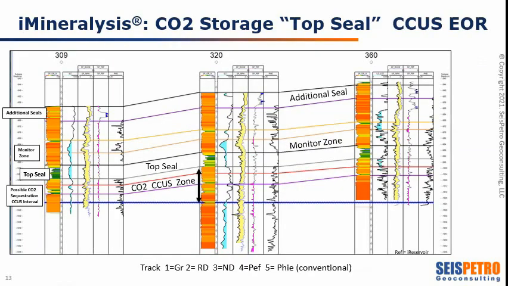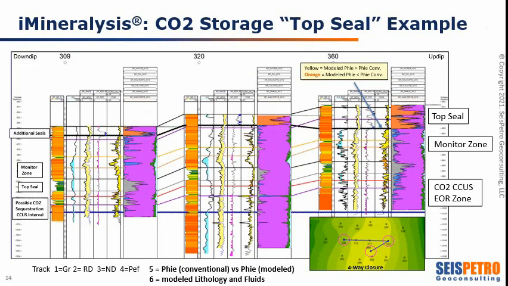So we're going to do the same thing. I'm going to set up the input data: gamma ray, resistivities, neutron density. Here we have a PE. And I put in the operator's track for their estimate of what porosity might be when they were doing their initial CO2 capacity screening and beginning to set their permits up. We do have this additional seal that's an anhydrite up here. We're going to go ahead and use iMineralysis, and we're going to do the inversions. So I'm going to add on the inversion tracks.